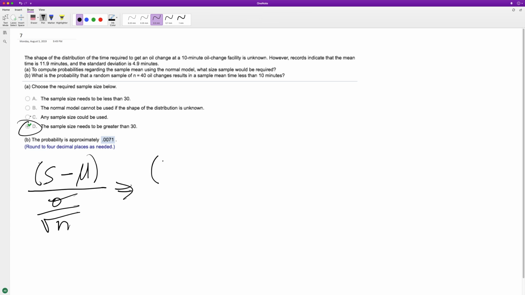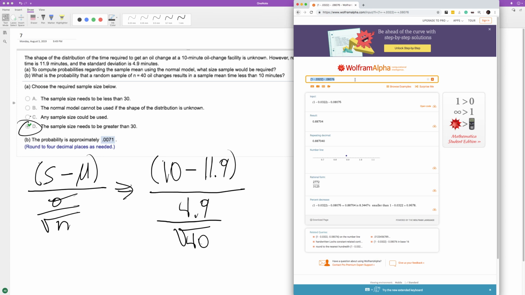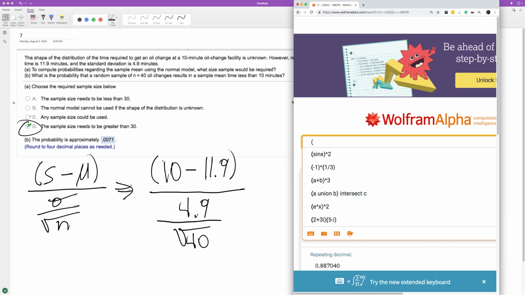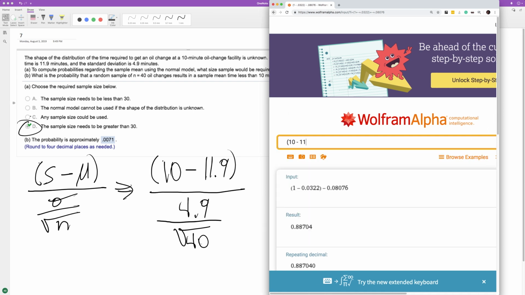So what's the probability it's less than 10 minutes? 10 minus 11.9, divided by the standard deviation of 4.9 minutes over the square root of 40. I have no idea what this is going to be, but we'll find out. Let me increase the size of this. So you can see 10 minus 11.9 divided by 4.9 divided by the square root of 40.